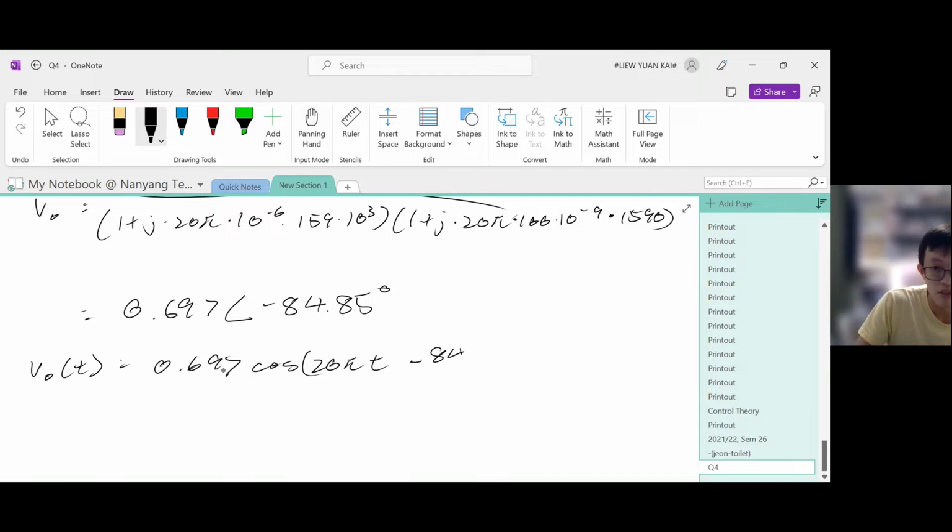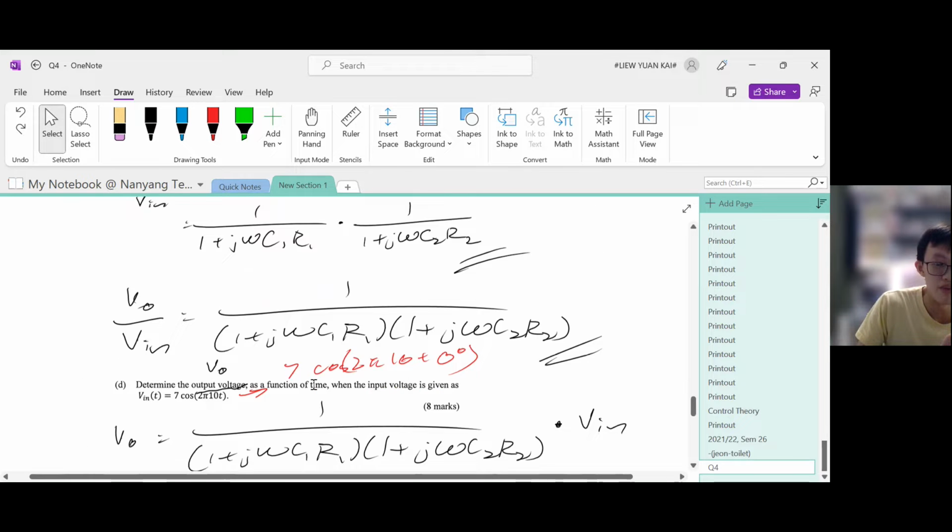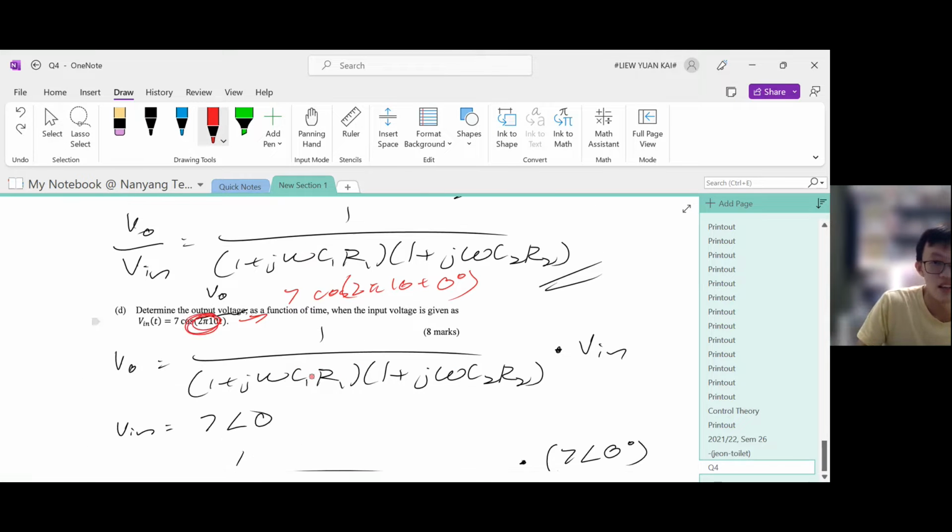84.85. Okay, just a recap. Where did I get this omega? Where did I get this omega? It's just borrowing the omega from the V in, which is this one.